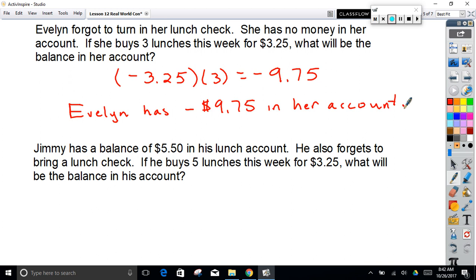Okay, now the next problem is a multi-step problem. Let's read it together and then I'll give you some time to think about that one. Jimmy, we have used you in the word problem. Jimmy has a balance of $5.50 in his lunch account. He also forgets to bring a lunch check. If he buys 5 lunches this week for $3.25, what will be the balance in his account?